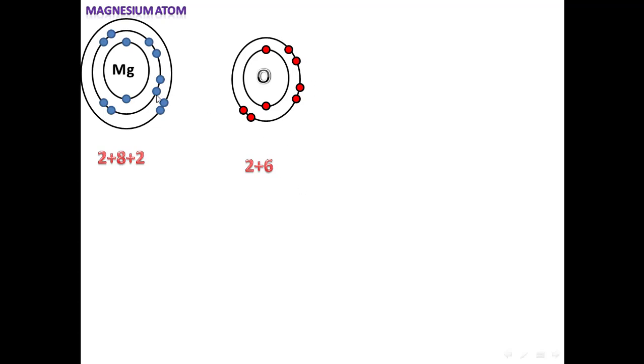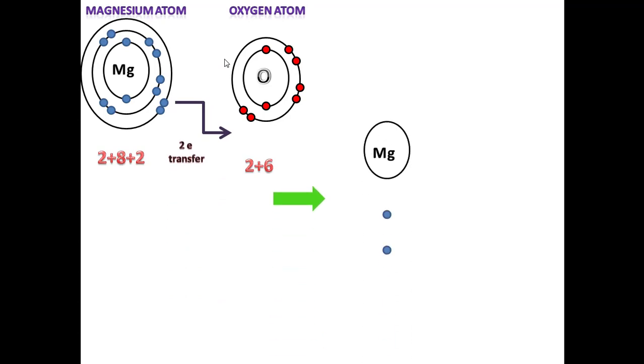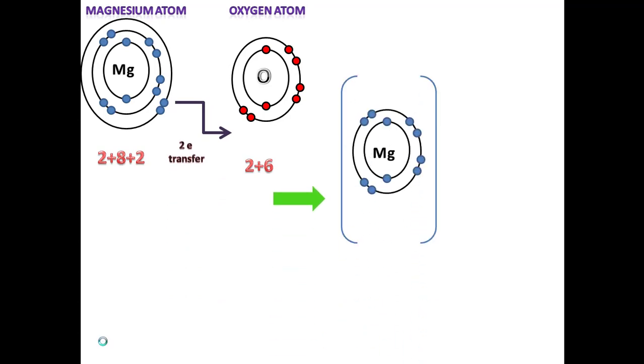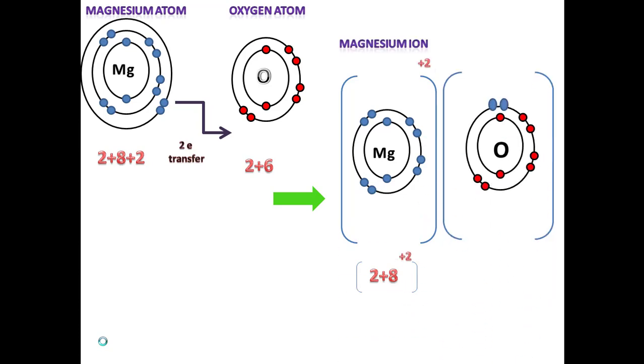So magnesium atom will transfer its 2 electrons from the outer shell to the outer shell of oxygen, forming magnesium oxide. Okay. We got here a filled outer shell of magnesium ion, which is 8 electrons after transferring 2 electrons from its third shell. And we got a filled outer shell of oxygen here. It becomes oxide, and its outer shell will be filled by 8 electrons, and now it is stable. So here we have magnesium oxide.